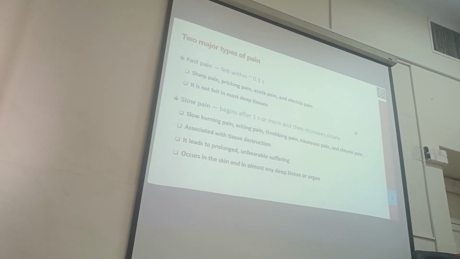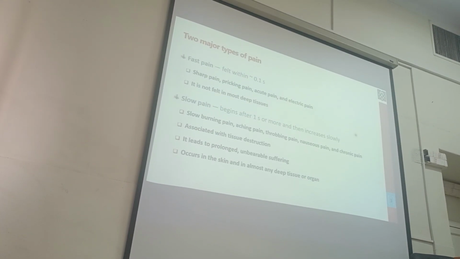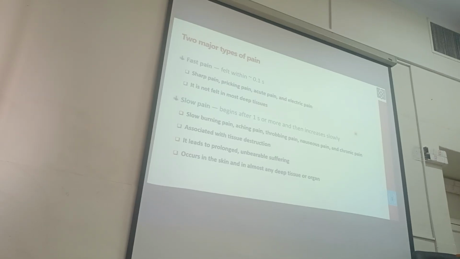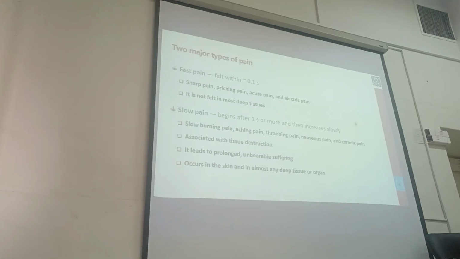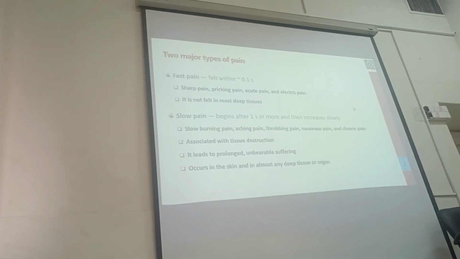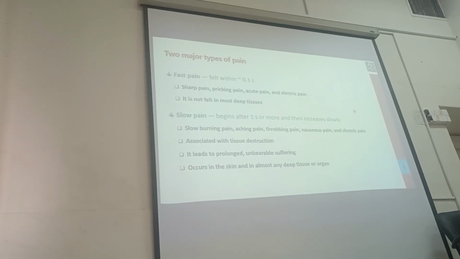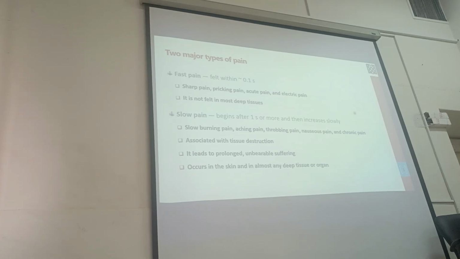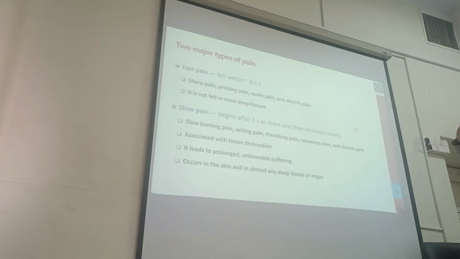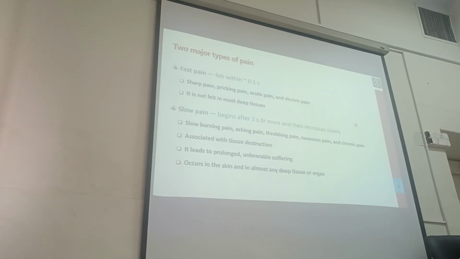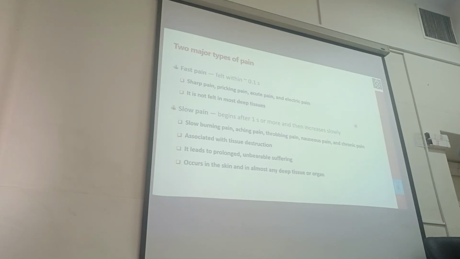Okay, we have two types of pain: fast pain and slow pain. Fast pain is felt within 0.1 seconds or less than 1 second. But the slow pain begins after 1 second and increases slowly. Right? So fast pain, slow pain. So this is a physiological definition. This is a physiological classification of the pain.